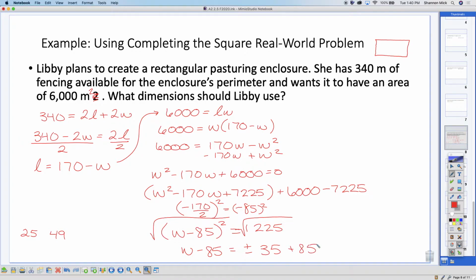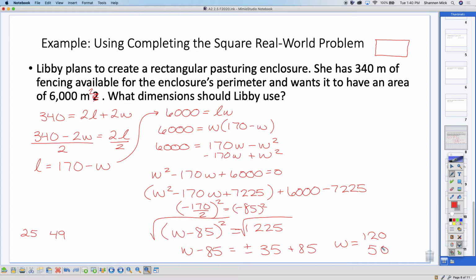Okay, so my width is 35 plus 85, so 120? 120. Or 50. Wait, wouldn't it be 50? Yeah, it would be 50, right? Yeah. Okay, I'm guessing you gotta plug that in.